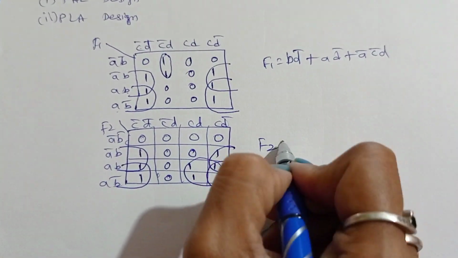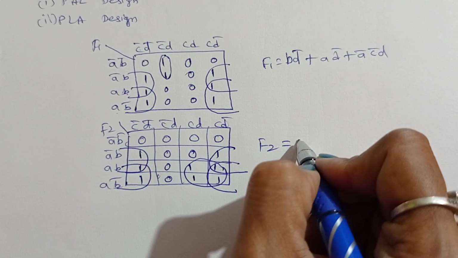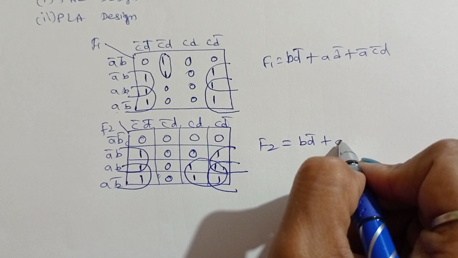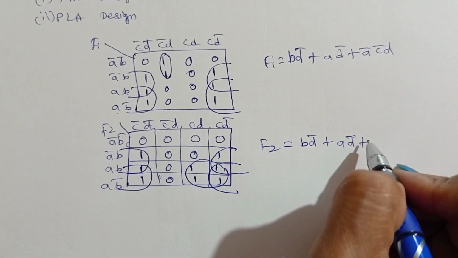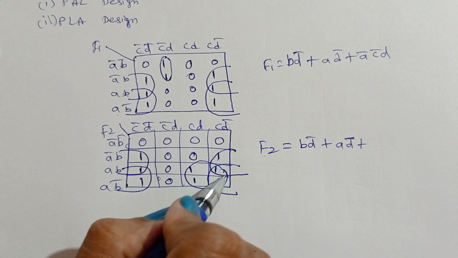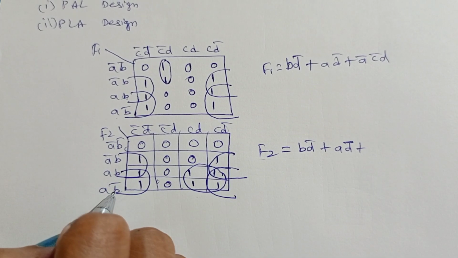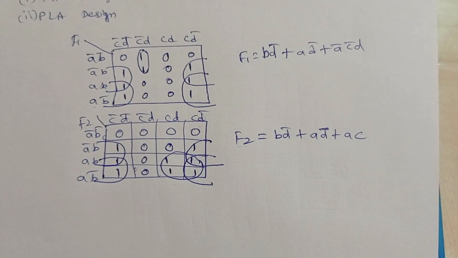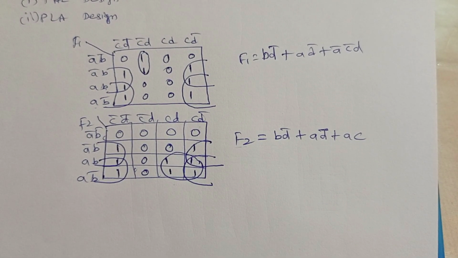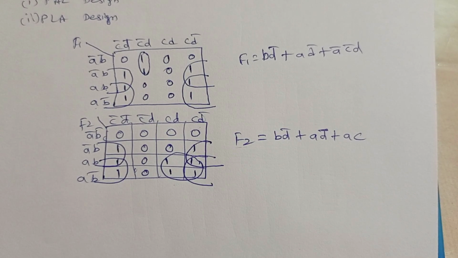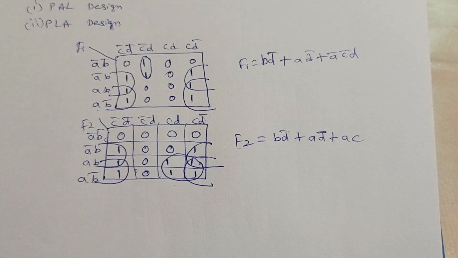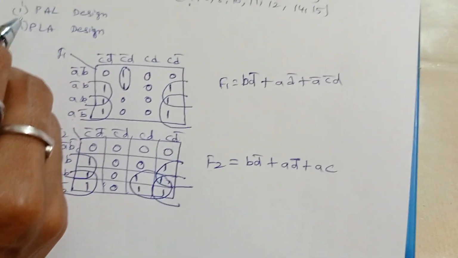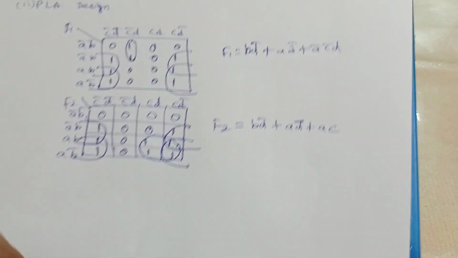Now the F2 becomes B D bar plus A D bar plus this quad is A C. This is the final F2. Now for these two, F1, F2, design PAL as well as PLA.